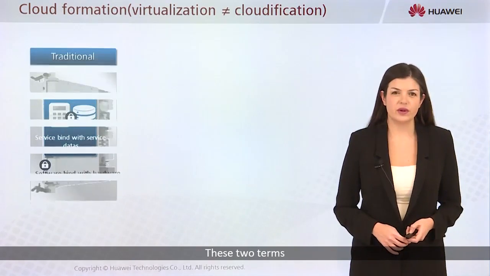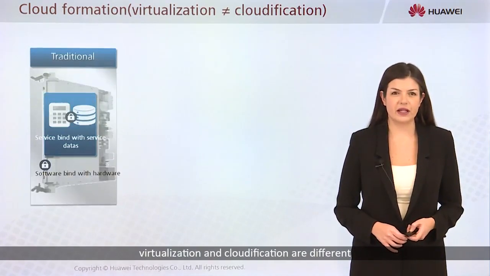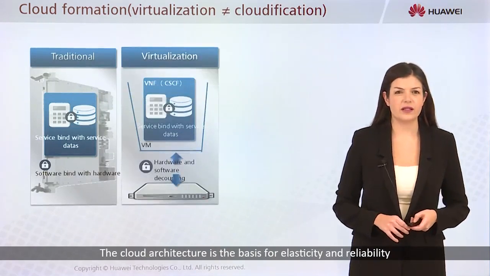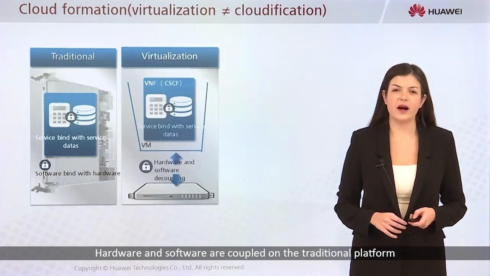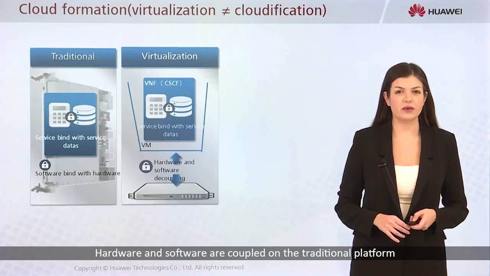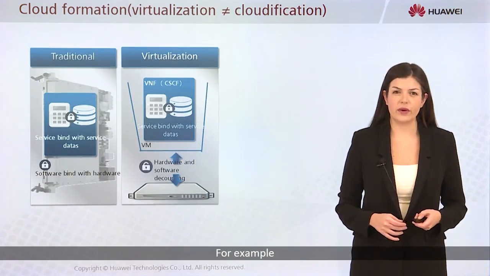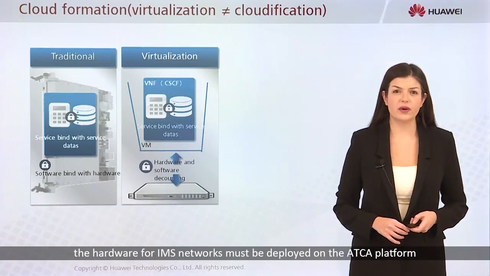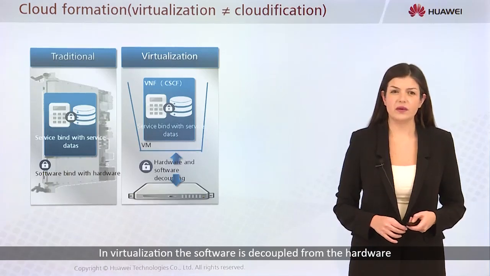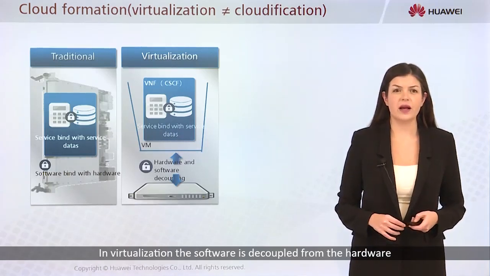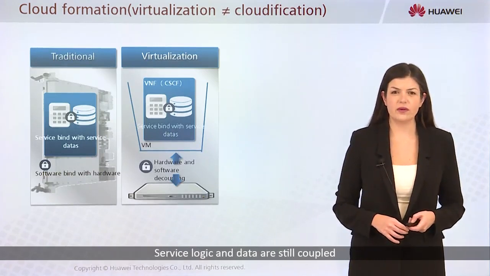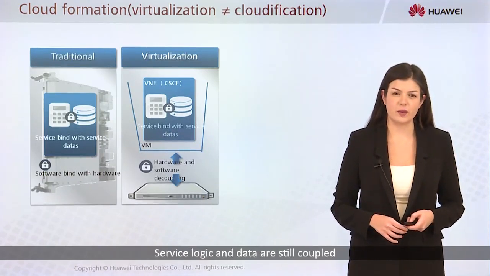These two terms, virtualization and cloudification, are different. The cloud architecture is the basis for elasticity and reliability. Hardware and software are coupled on the traditional platform. For example, the hardware for IMS networks must be deployed on the ATCA platform. In virtualization, the software is decoupled from the hardware and therefore software can run on standardized hardware. Service logic and data are still coupled.